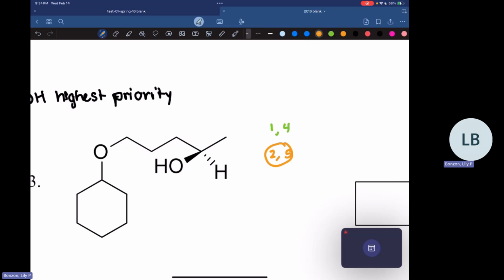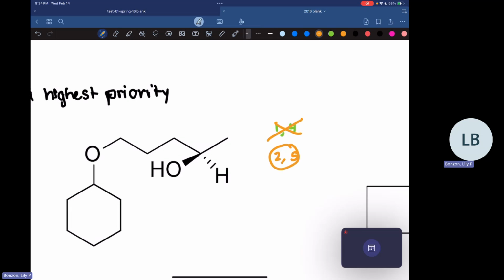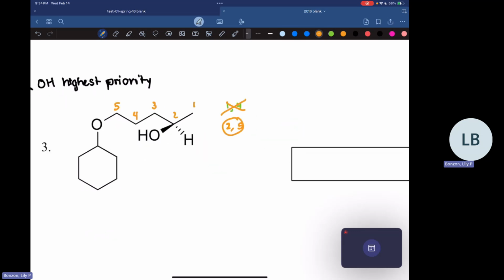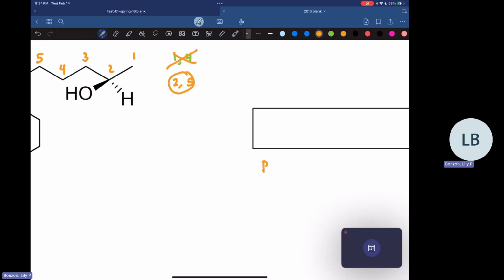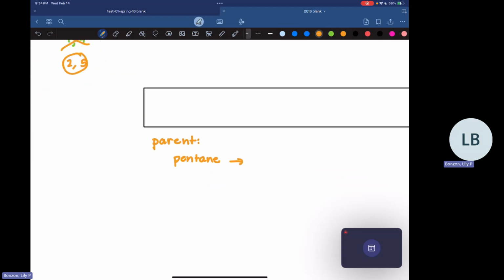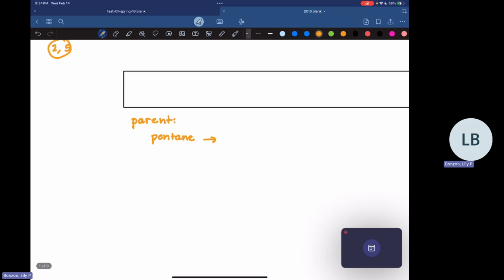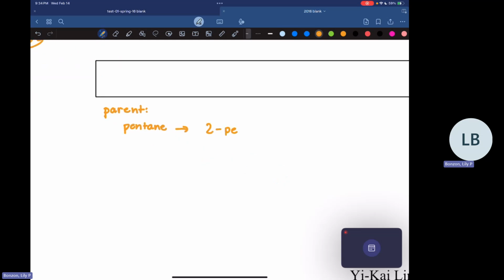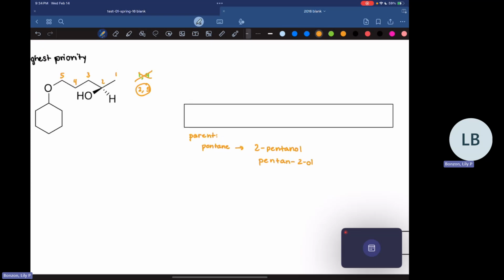Okay. All right, so throwing our numbers back up there. So our parent is going to be a 5-carbon chain. So that's going to be pentane. And then we've got that alcohol, so we're going to switch that pentane to be a pentanol. So the alcohol is at carbon 2, so it's going to be 2-pentanol. Or you could also do pent and 2-ol. Either one of those would be fine.